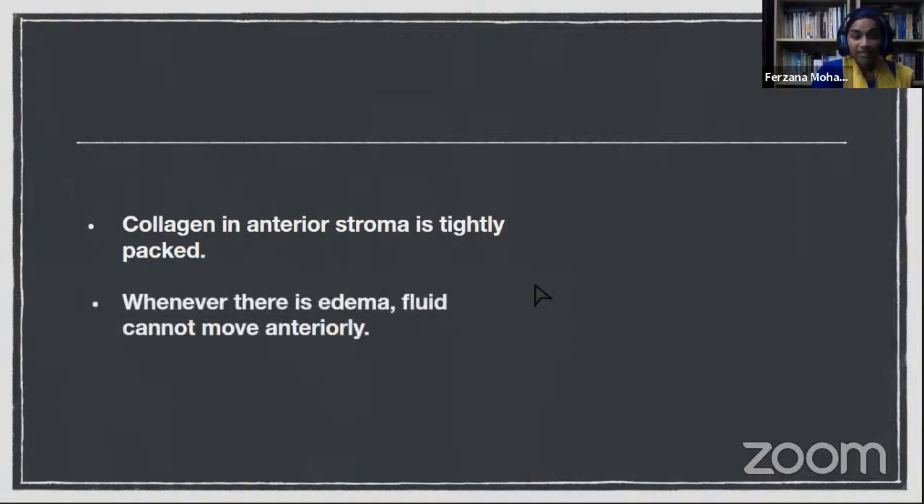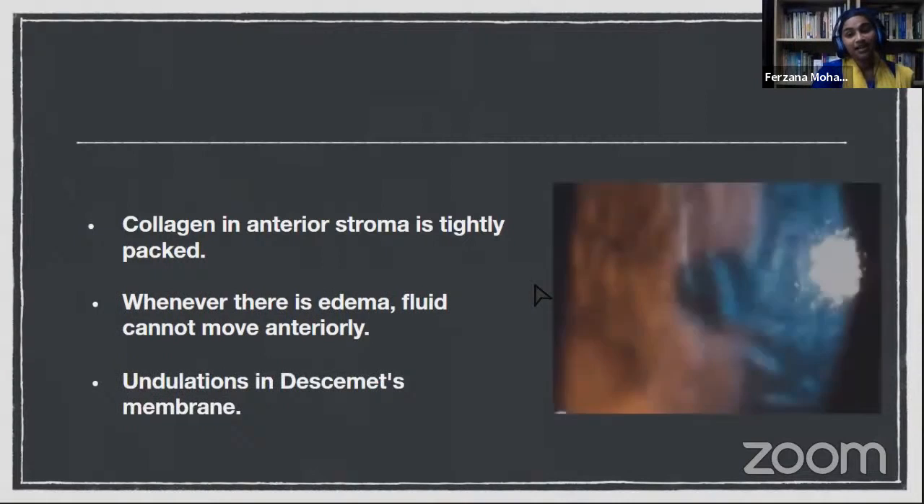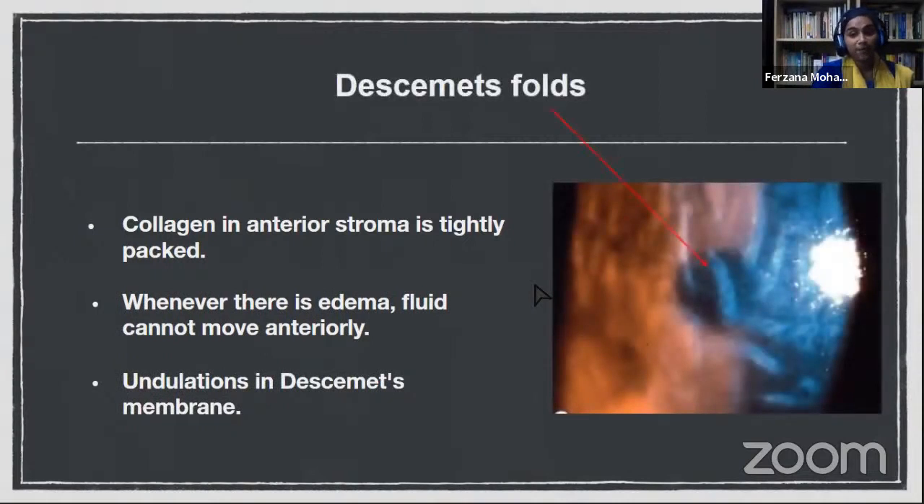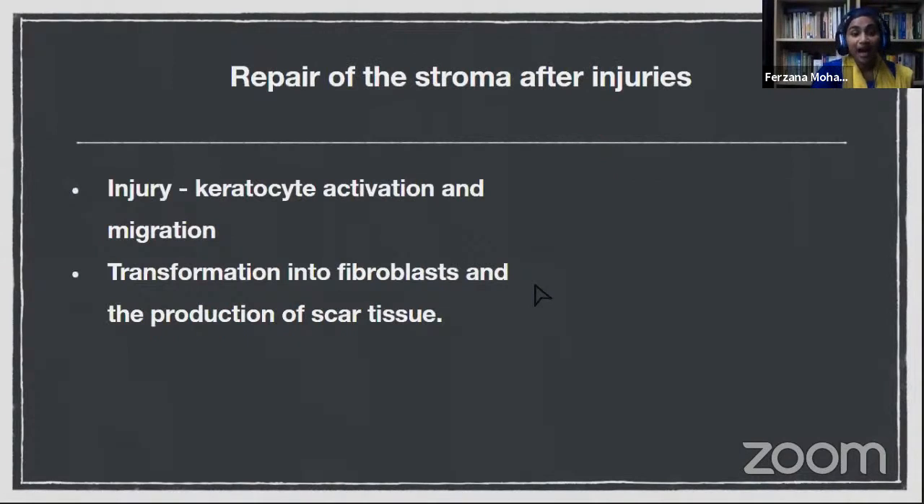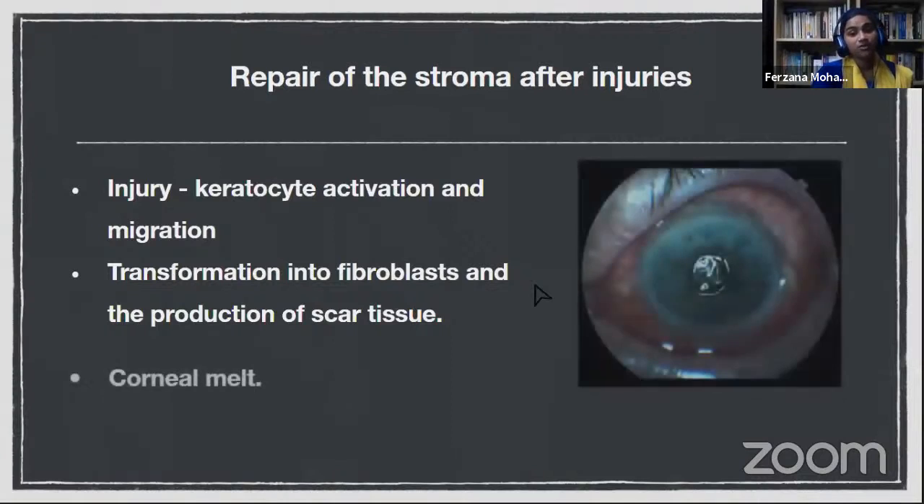So if ever there is any edema, the fluid is unable to move anteriorly. So it goes posteriorly. This results in undulations in the Descemet's membrane, and these are seen as Descemet's membrane folds. How does a stroma repair itself after injuries? It is by activation of the keratocytes, which migrate to the site of injury, transform into fibroblasts, and produce scar tissue. And if there is any interference in this process, it will result in a corneal melt.